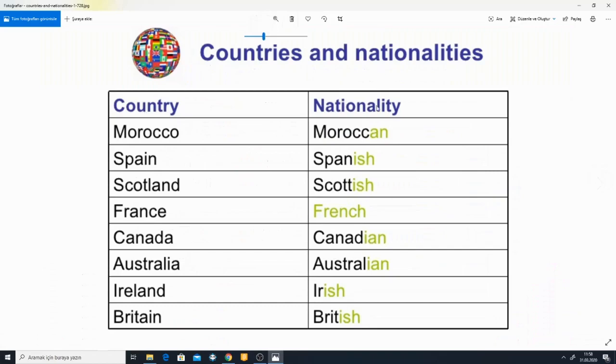Country, nationality. Morocco, Moroccan. Spain, Spanish. Scotland, Scottish. France, French. Canada, Canadian. Australia, Australian. Ireland, Irish. Britain, British.